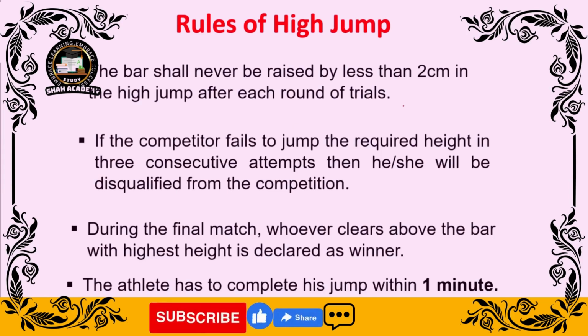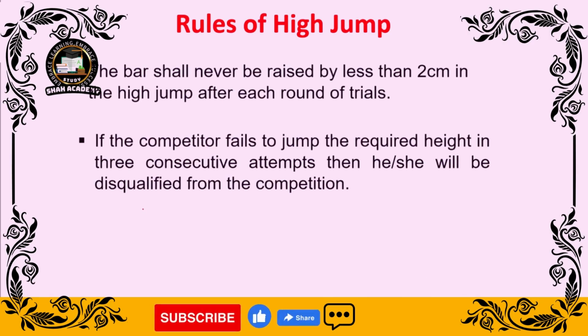Then what happens if 2 players are equal at the same height? Then they will see who has cleared this height in fewer attempts. If the tie is still not broken, then it will be seen who has the least number of misses in the entire tournament, who has had the lowest fall. And if there is a tie for first place, then a jump-off will be held here.